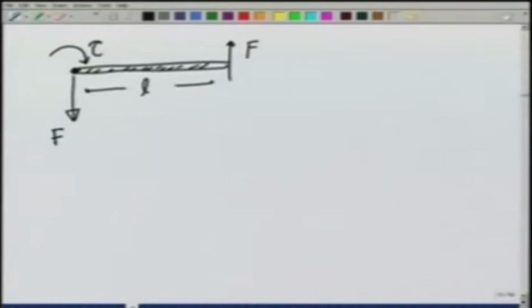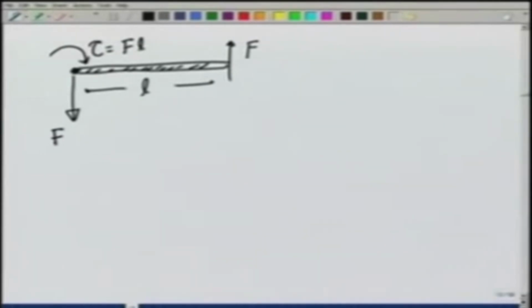So, just in the example that I took, if I take a rod and apply a force F here, let us say the length of the rod is L and it is held at this point, and suppose the rod is in equilibrium, then you would say that I need to apply an equal and opposite force F in this direction, and because these two forces produce a couple, I need to apply a torque in this direction, which is of the amount F times L, to keep the rod in equilibrium.